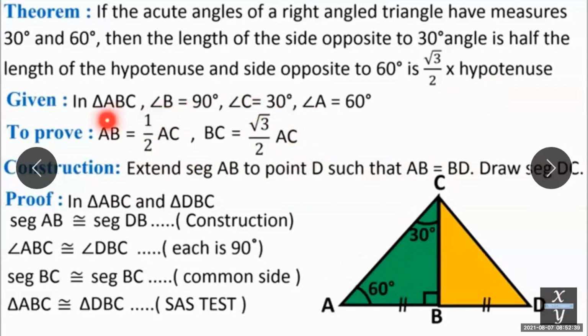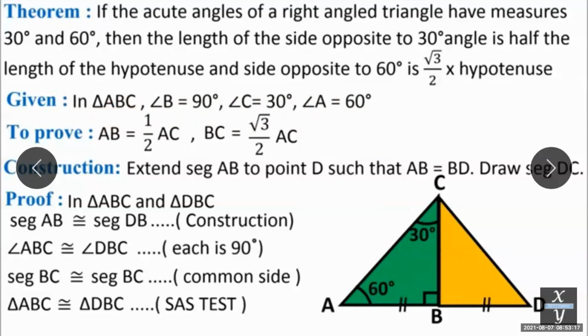Now, based on the diagram, we can write given that triangle ABC is given. In triangle ABC, mention the measurement of each angle: angle A equal to 60 degree, C equal to 30 degree, and B equal to 90 degree. So mention the measurement of each angle that is given in the given triangle ABC. Now let's see the proof.